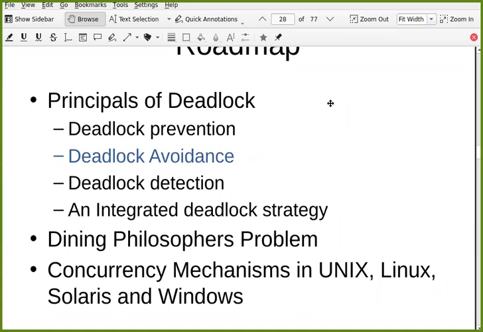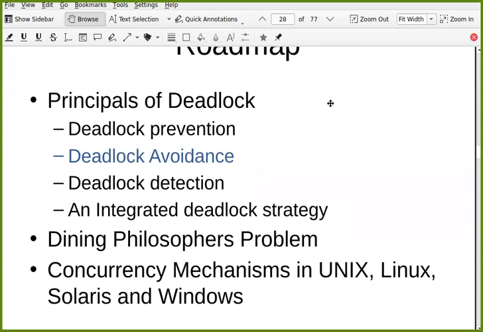Mutual exclusion must be there. That is one condition. Second, no preemption, hold and wait. Correct. These are the three necessary conditions: mutual exclusion, hold and wait, and no preemption. And the fourth sufficient condition is circular wait, right?